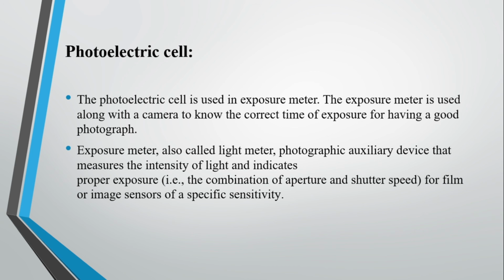The exposure meter is used along with a camera to know the correct time of exposure for having a good photograph. An exposure meter, also called a light meter, is a photography auxiliary device that measures the intensity of light and indicates proper exposure for film or an image sensor of a specific sensitivity.